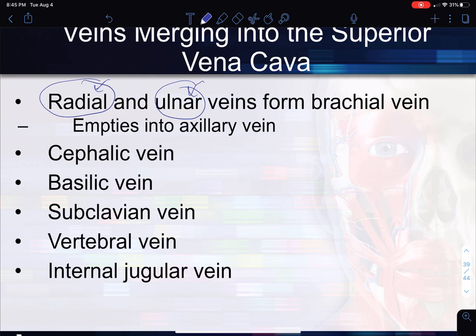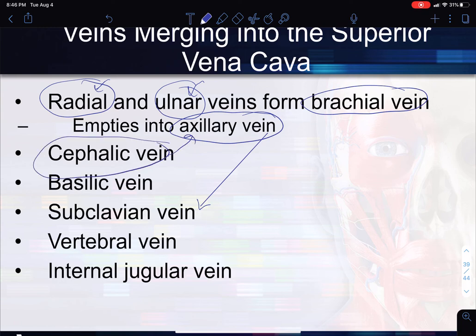Those will eventually dump to form the brachial vein. The brachial vein will eventually dump into the axillary vein, and the axillary vein will eventually dump into the subclavian vein. Also dumping into the axillary vein are the cephalic vein and the basilic vein. Cephalic meaning towards the head, basilic, I forget what basilic means.